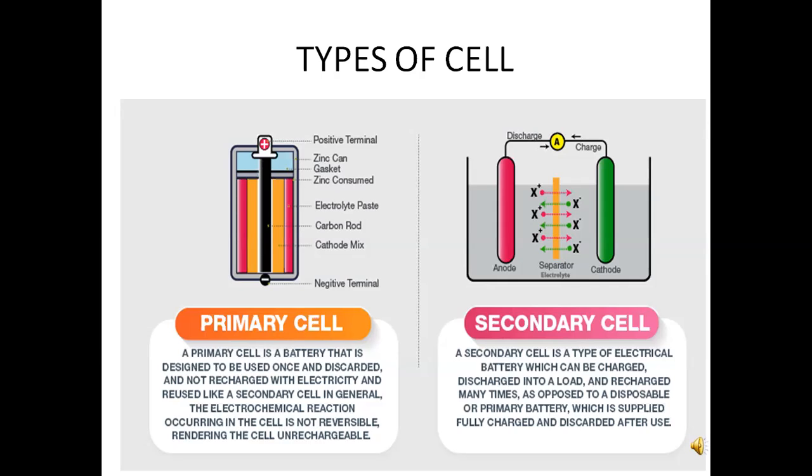Next, secondary cell. Secondary cells are used in automobiles and generators. The chemical reaction in them can be reversed, hence they can be recharged. So secondary cells we can use many times. A secondary cell is a type of electrical battery which can be charged, discharged into a load and recharged many times. So primary cells we can use only one time, and secondary cells we can use many times.